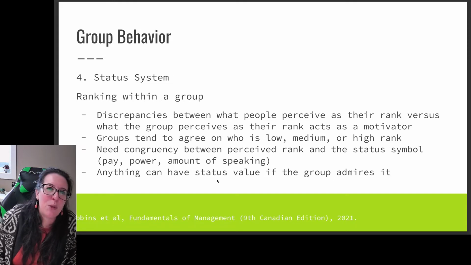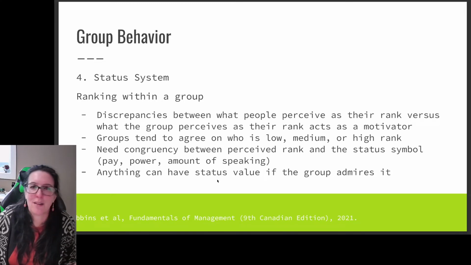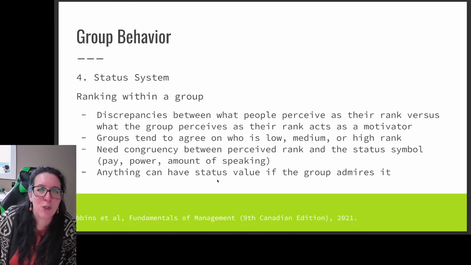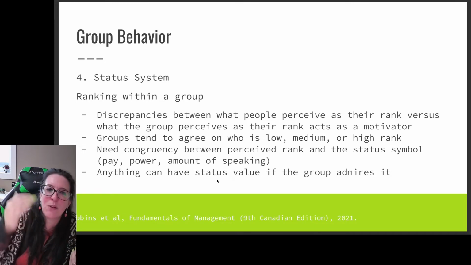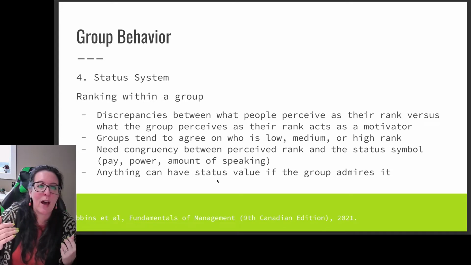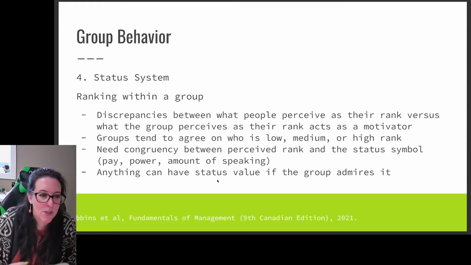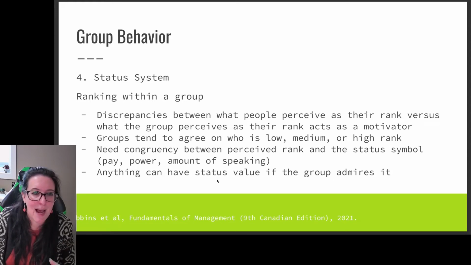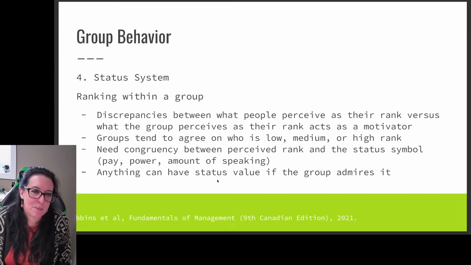There are some people you see as low rank, right? Maybe they are not as smart. They don't contribute as much on the project. They're lazy, social loafers. They don't do as much. Groups tend to have a general agreement in terms of who the low rank is. They also tend to have an agreement in terms of who the high rank is. So who is the leader? Who is the spokesperson? Who is the one who delegates the tasks? We generally accept collectively who that person is.